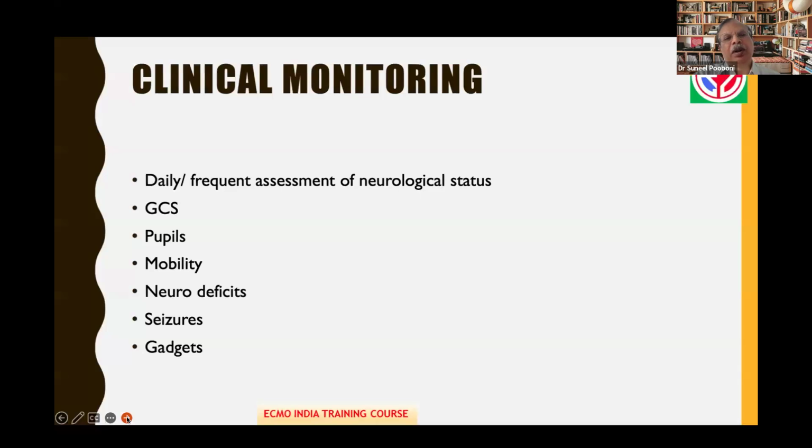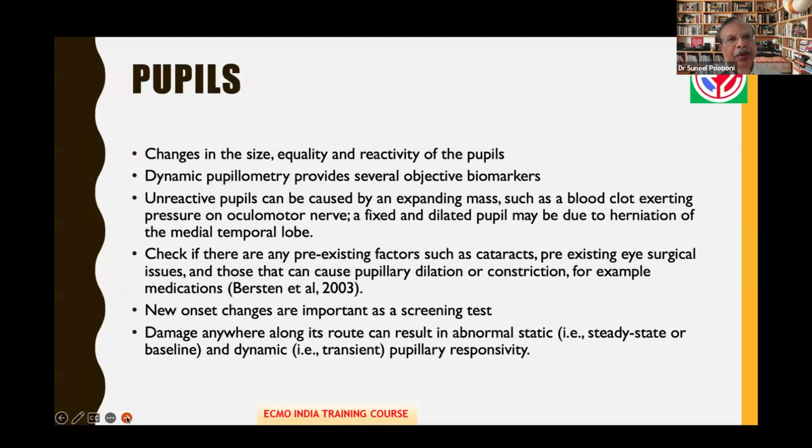It is very, very important to assess the patient clinically daily as well as many times in a day. Pupils, very briefly: changes in the size, equality and reactivity of the pupils are very important. Bilateral dilated and fixed pupils are important for you to watch further and investigate further to see if there is anything happening in the brain.